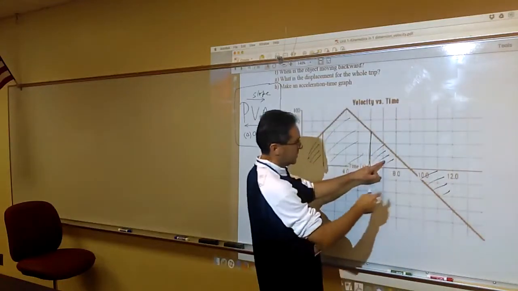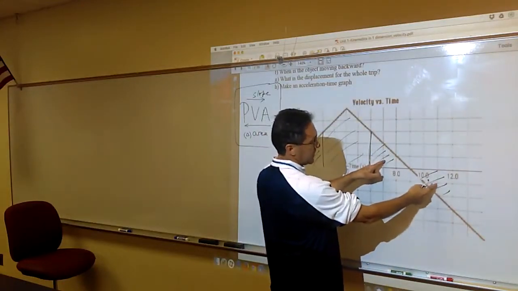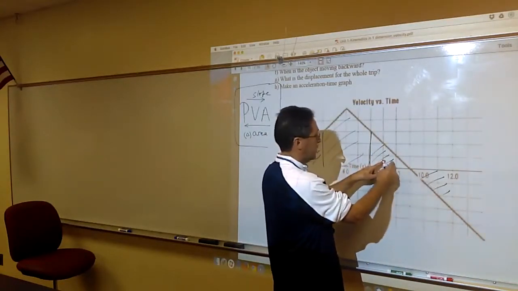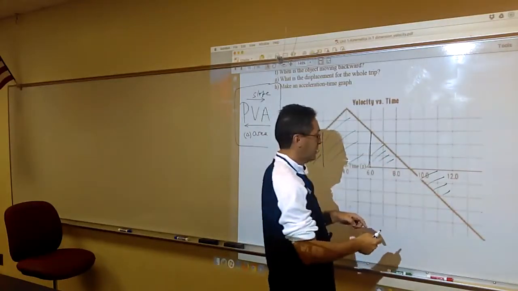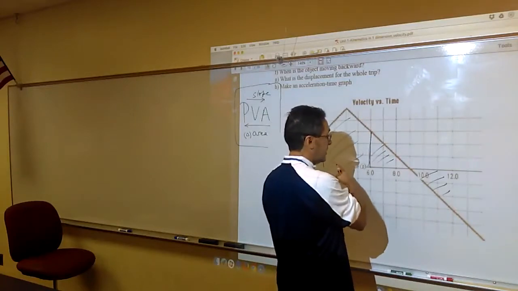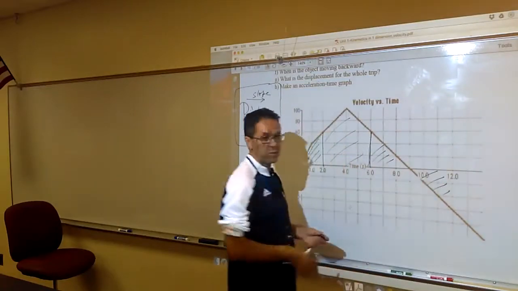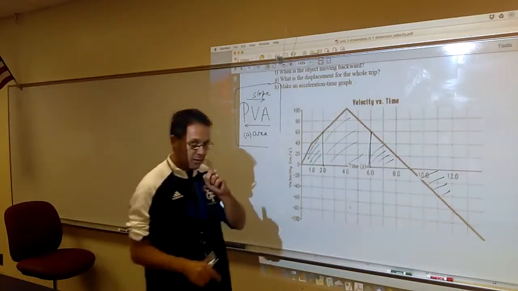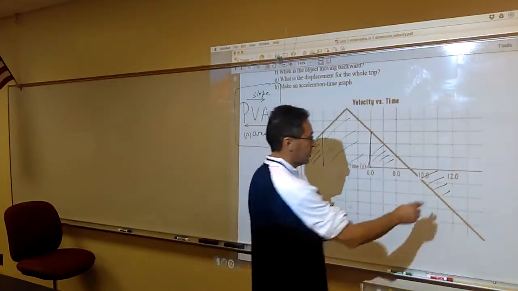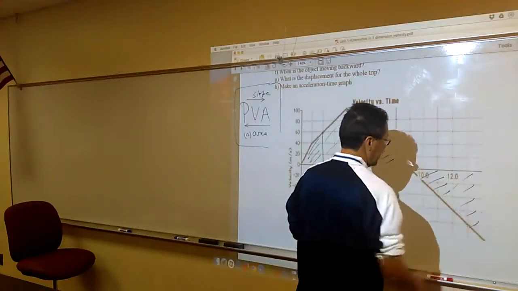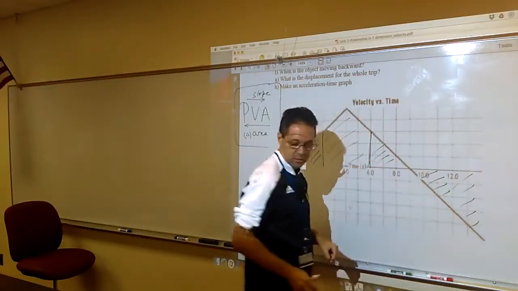You can see that these two areas are the same, except this one is going to be considered negative, and this one is going to be considered positive. So these pretty much cancel out, which means that your displacement at 12 is the same as your displacement at 6. Now the distance. And then at 14, you just have to add that last piece, and these two already canceled.